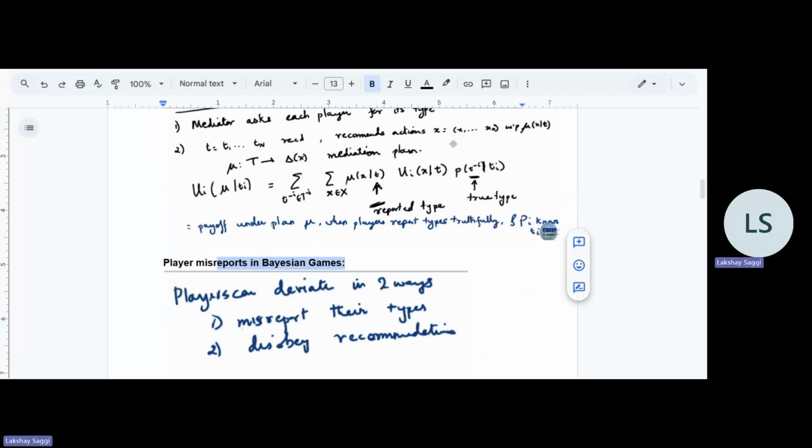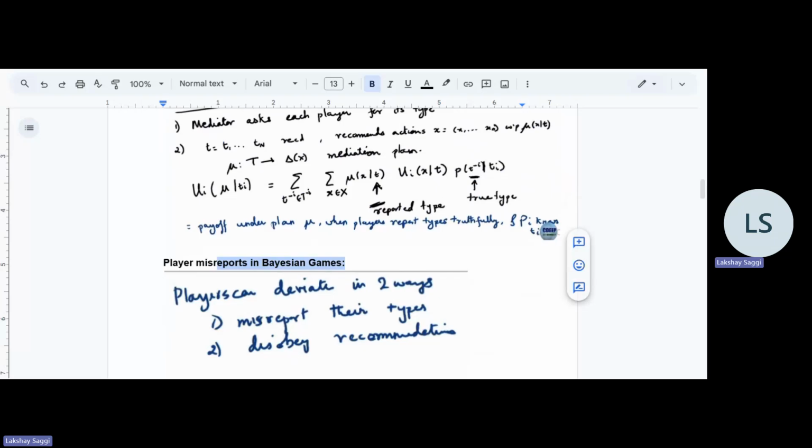So just keep this procedure in mind. First, you tell your type to Google Maps. Here it's up to you to tell the true type or not. Then Google Maps suggests some actions after taking in everyone's type and so on. And now again, it's up to you whether you want to follow the path suggested by Google Maps or not, since it's not enforceable by Google Maps by any means, it's a non-binding contract. So Google Maps can only suggest. It's up to you to follow, right? So you can first of all misreport your type, and then whatever instruction the mediator gives you, you can also choose to not follow the instruction given by the mediator.